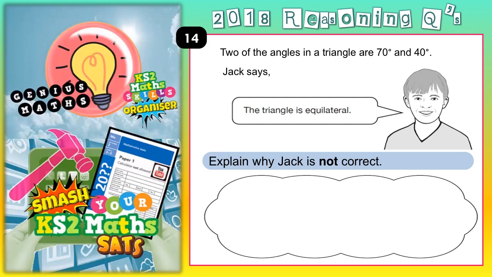An equilateral triangle to be specific. Two of the angles in a triangle are 70 and 40 degrees. Jack says the triangle's equilateral. Explain why Jack is not correct.